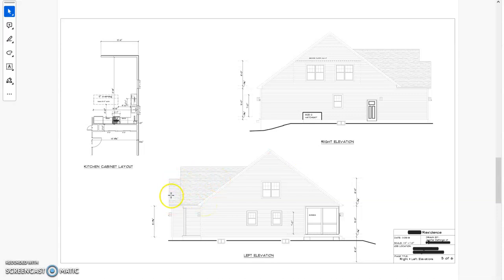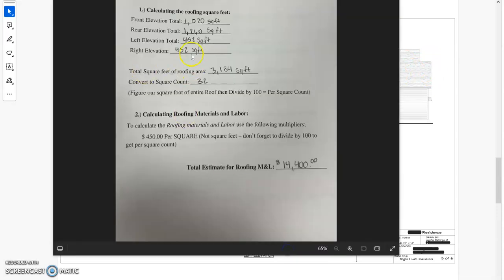And then we have this smaller roof right here, times 2. It's the same thing on either side. So that's why those numbers are the same, the 452 square feet on the right and left. So we add those up and we get 3,184 square feet. We divide that by 100, and then round up. So we got 32 squares.